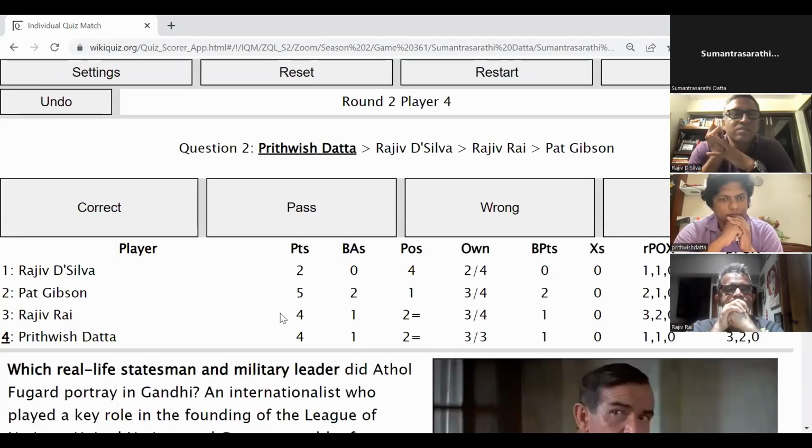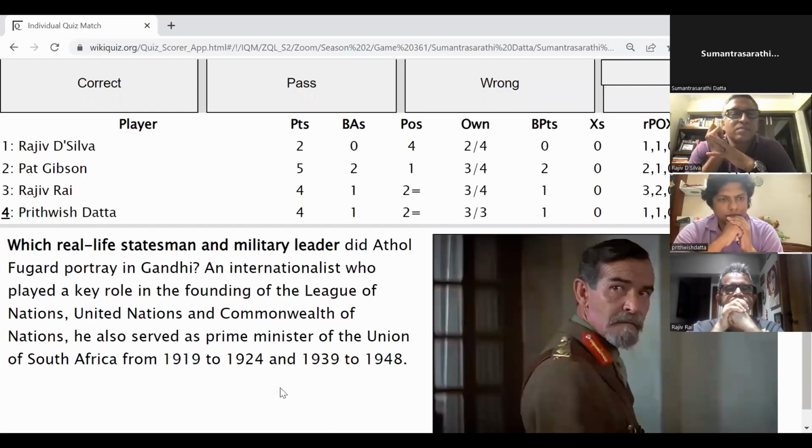And your second one, Prithwish. Which real-life statesman and military leader did Athol Fugard portray in Gandhi? An internationalist who played a key role in the founding of the League of Nations, United Nations, and the Commonwealth of Nations. He also served as Prime Minister of the Union of South Africa from 1919 to 1924 and 1939 to 1948.